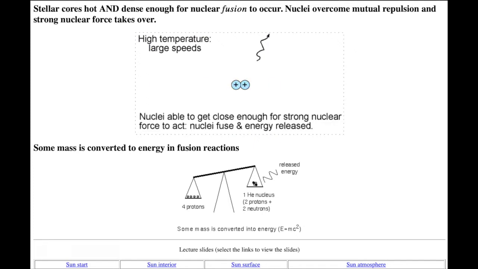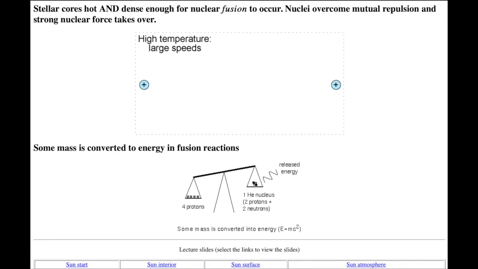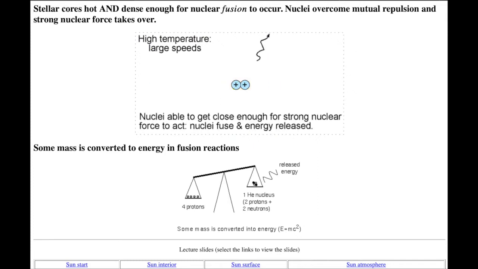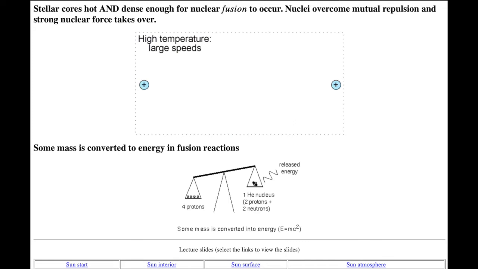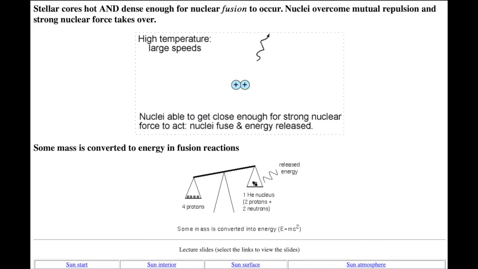In the nuclear fusion process, in normal main sequence stars, 4 hydrogen nuclei, protons, are fused together to make one helium-4 nucleus plus energy. The helium nucleus has slightly less mass than the 4 protons that created it because some mass is converted into energy by an amount given in Einstein's famous equation E equals mc squared.